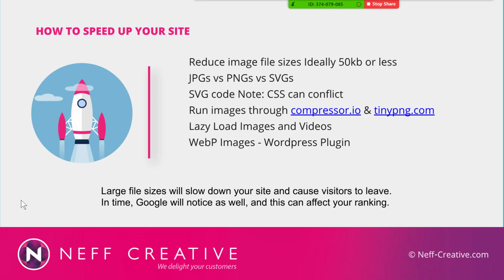Another way to speed up your website is to lazy load your images and videos, which we'll get into a little bit. And of course, using these WebP images for WordPress plugin. Now note that WebP images are not quite ready for every browser, so you need to do backup coding to have images that will fall into place if the WebP images are not loading.